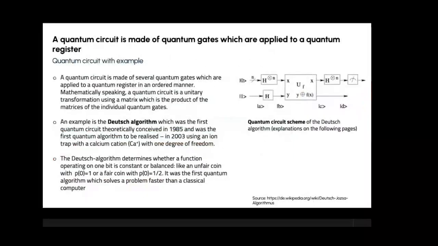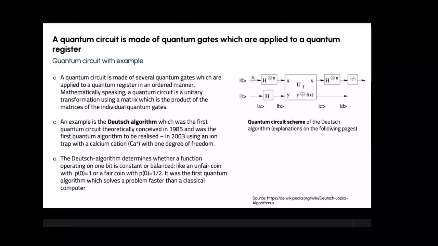Now, like in logical computers, a quantum circuit is made of quantum gates which are applied to a quantum register. So now I'm combining many quantum gates to get a circuit. And that's the same in logical computers. I'm combining many logical gates to get a circuit, like the adder we saw yesterday. Now I'm combining the gates, and by doing this, I apply those gates to a quantum register in an ordered manner. And so mathematically speaking, the quantum circuit is a unitary transformation using a matrix, which is a product of the matrices of the individual quantum gates.